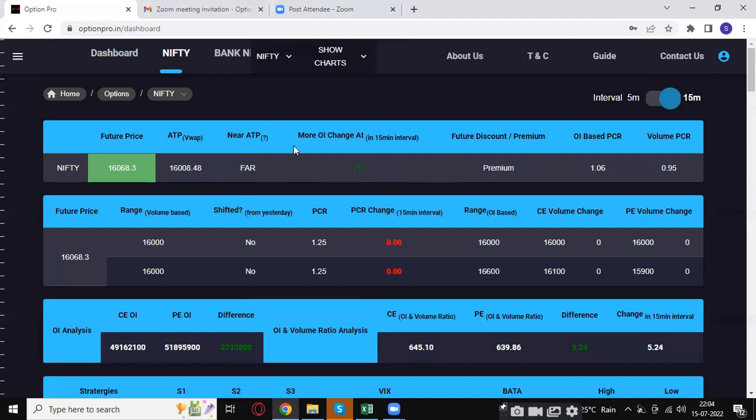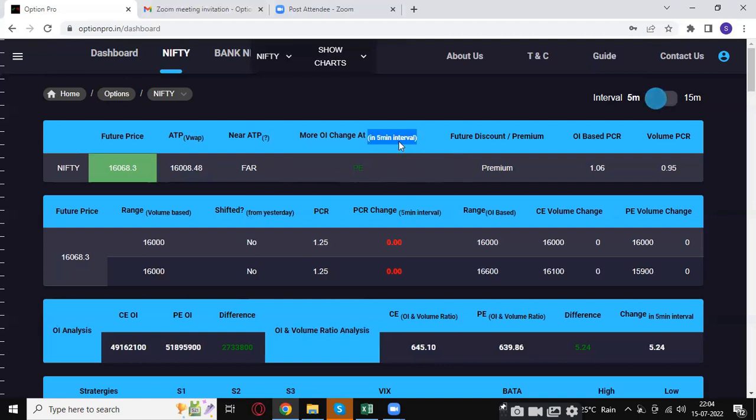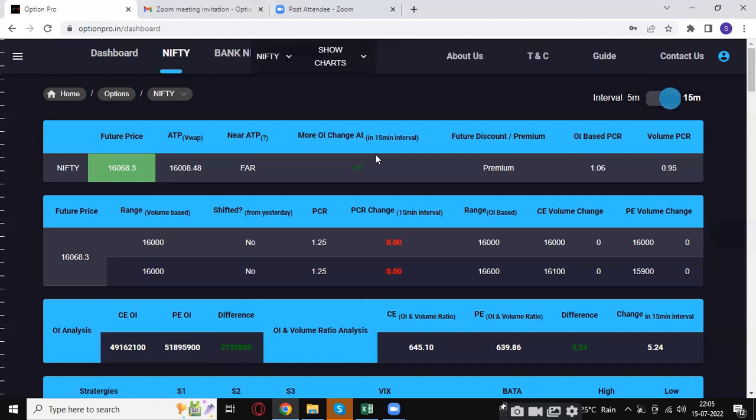Okay. So here there will be a few indicators, like where more OI is happening, at the C side or P side, in a 15-minute interval. By default, it will be a 5-minute interval. Here we have given two different intervals for change. If you want to analyze the change happening in PCR, the change happening in OI, the change happening in volume, we can just select the 5-minute interval change or the 15-minute. So we have given two different options here.